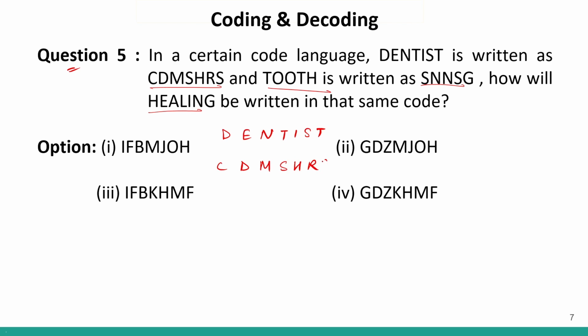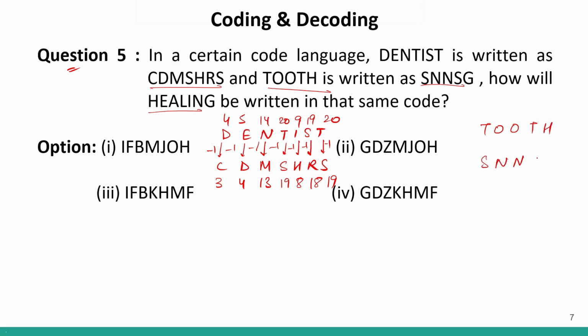Correct? If I write the forward ranks, 4, 5, 14, 20, I is 9, 19, 20. And for the second one, C is how much? C is 3, 4, 13, 19, H is 8, R is 18 and S is again 19. So clearly I can see we move one position back in each case. From N to M, from T to S, from I to H, we are moving one position back. Let us check if it is true for tooth as well. So tooth is coded as SNNSG.